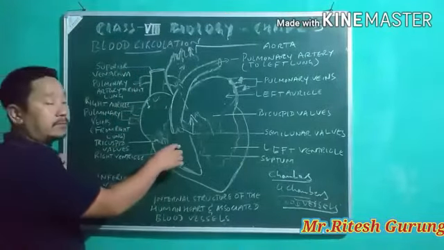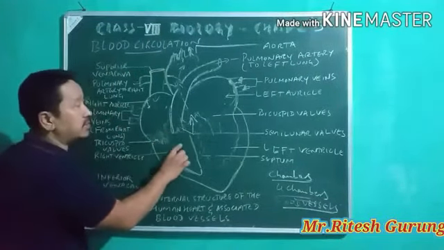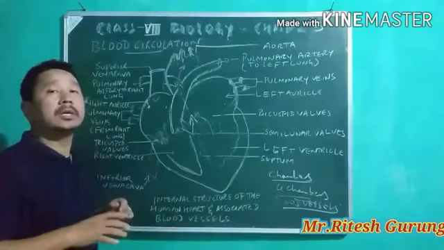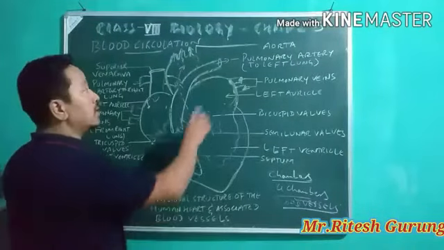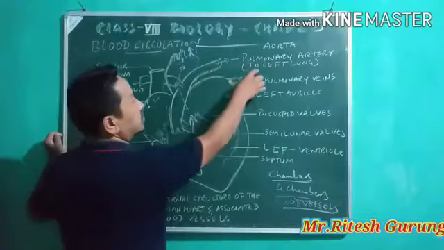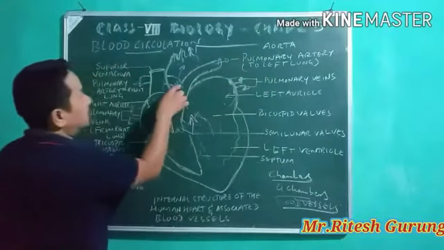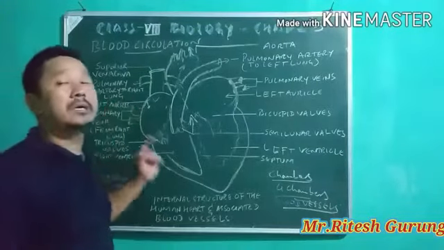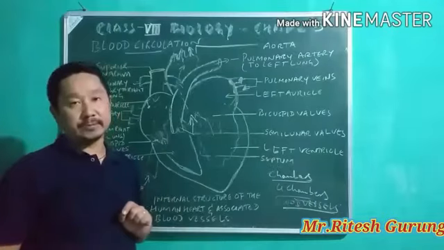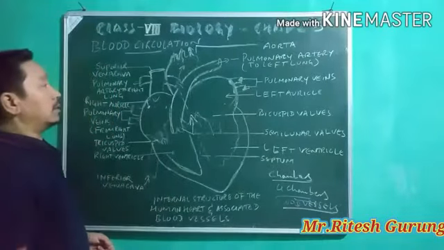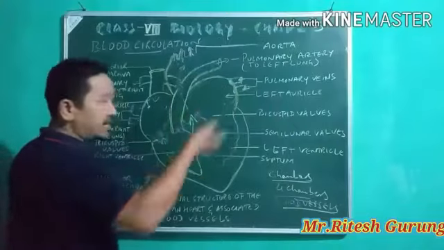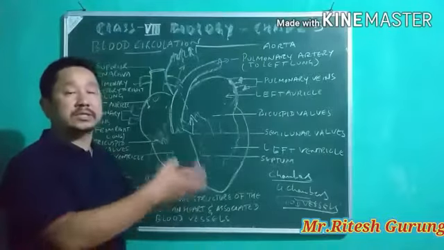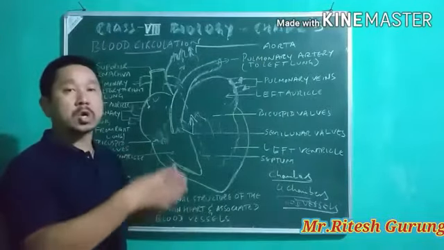Simultaneously, the impure blood from the right ventricle is taken away to the lungs. This pulmonary artery will take it to the left lung, and the other pulmonary artery will carry the impure blood to the right lung, for purification. Then once the blood is purified there in the lungs, the process continues. This mechanism goes on.